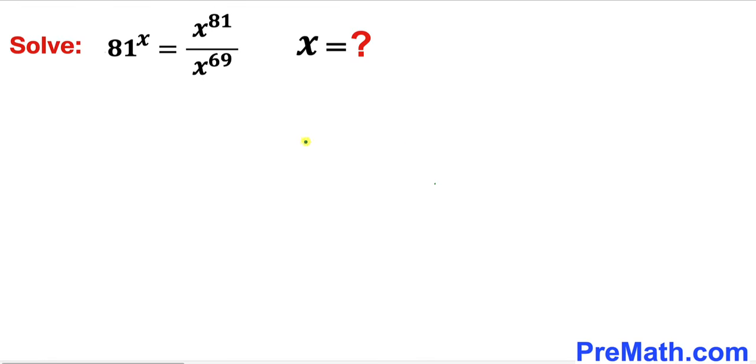Welcome to PreMath. In this video, we have got this interesting exponential equation. Our equation is 81^x = x^81 / x^69. And we are going to solve this equation for x. In other words, we are going to find the value of x.